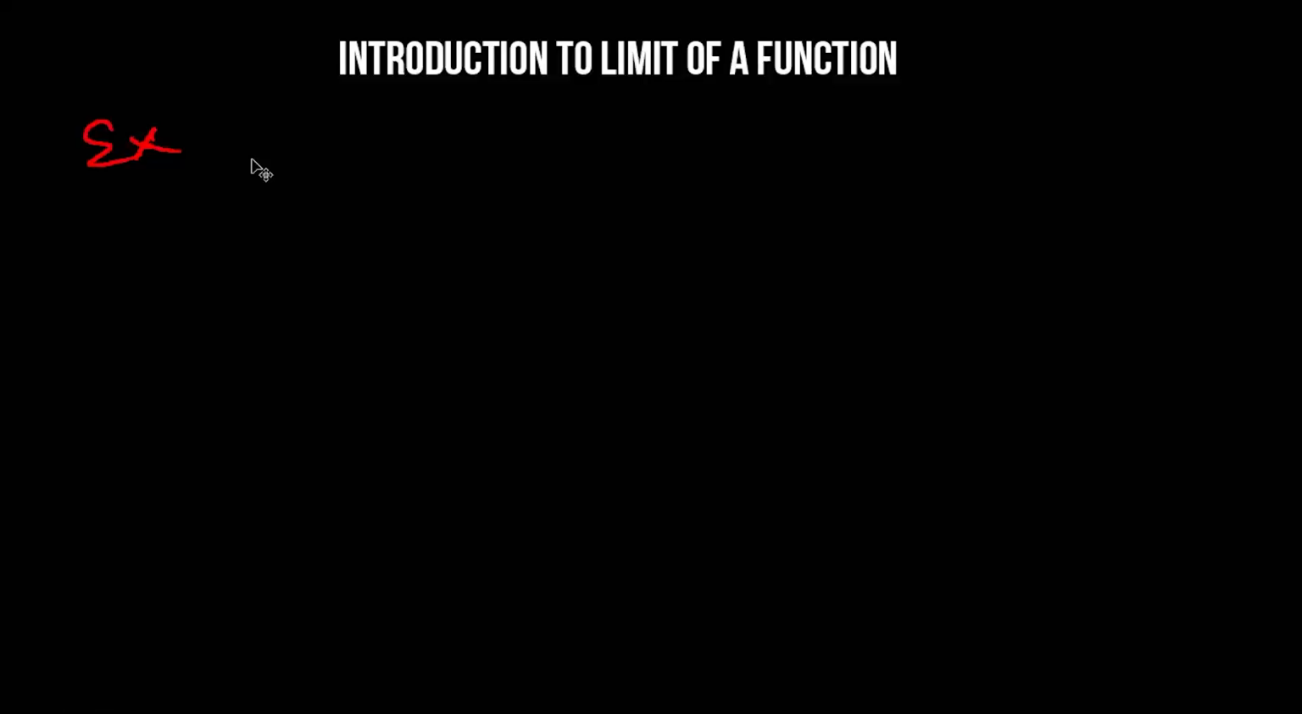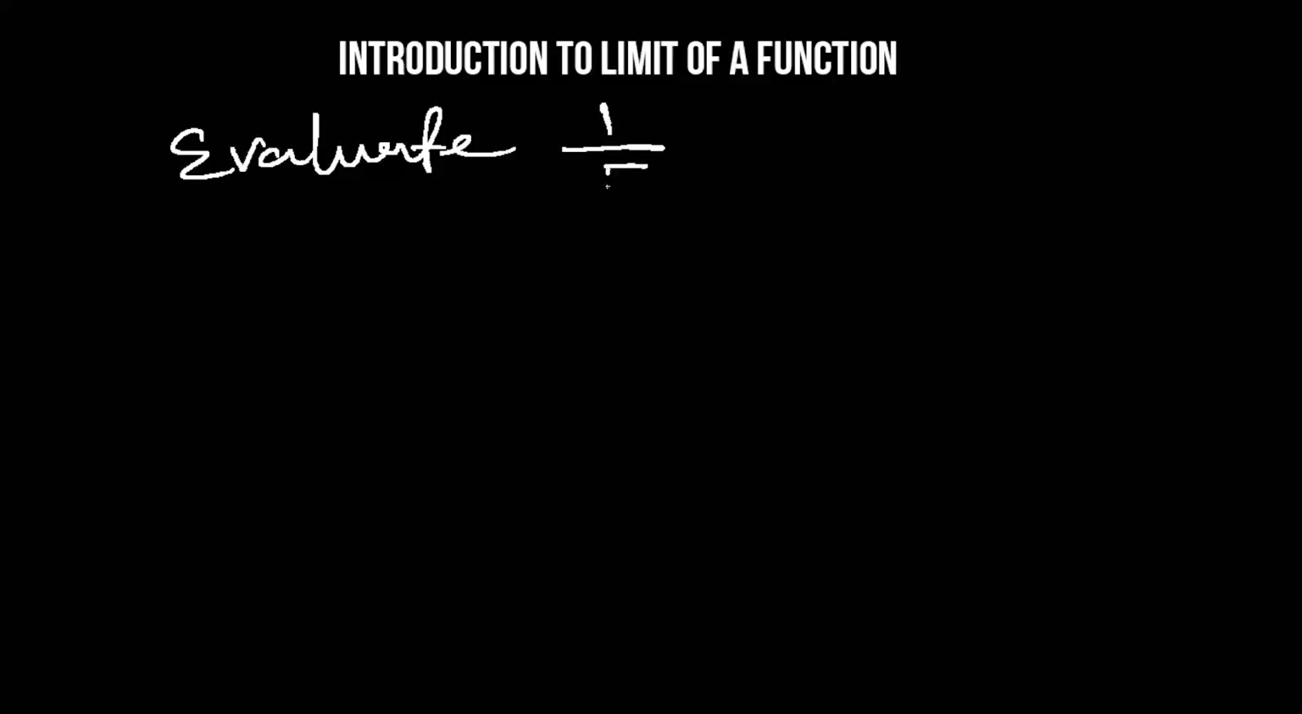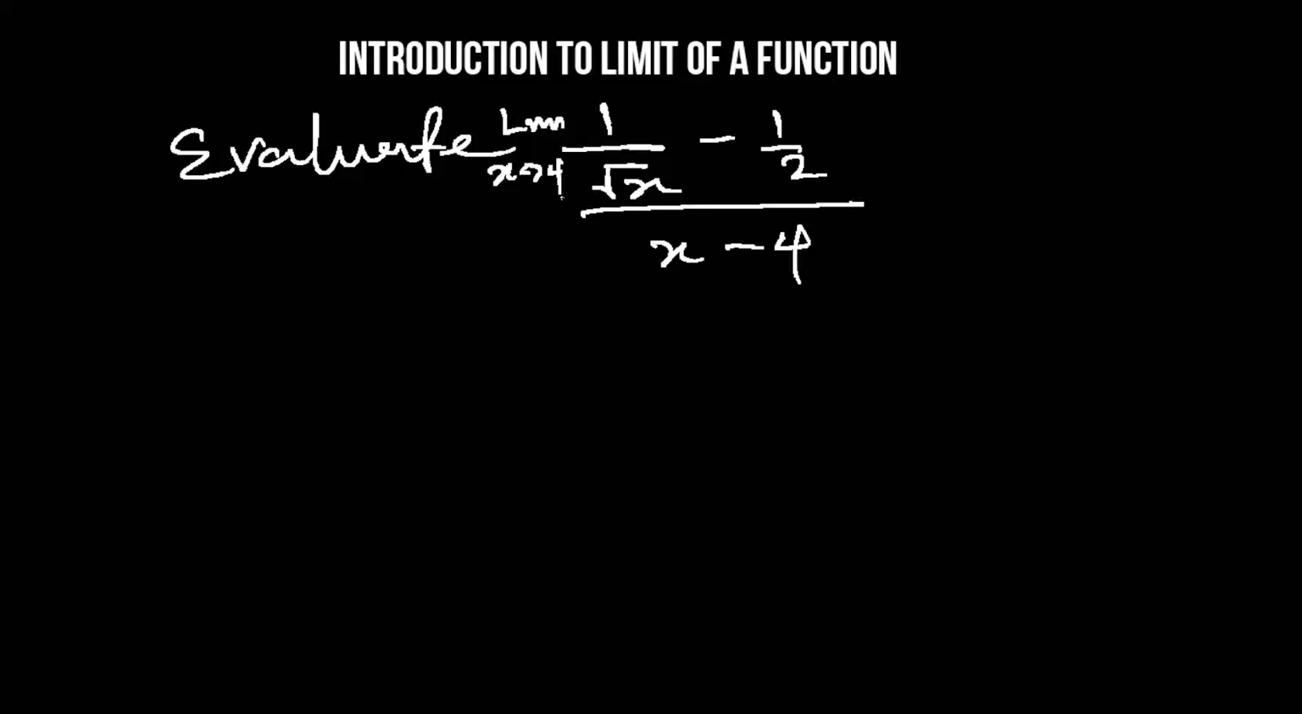The question says evaluate the limit as x tends to 4 of (1 divided by root x minus 1 over 2) divided by (x minus 4). Obviously, by the time you put the value of 4 into this question, it's going to be undefined, right?